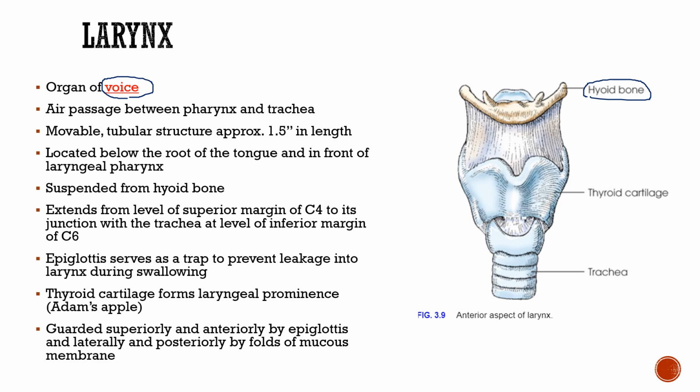The epiglottis serves as a trap to prevent leakage going into the larynx during swallowing. The thyroid cartilage forms the laryngeal prominence called the Adam's apple, and we also have it guarded superiorly and inferiorly by the epiglottis and laterally and posteriorly by folds of mucous membrane.